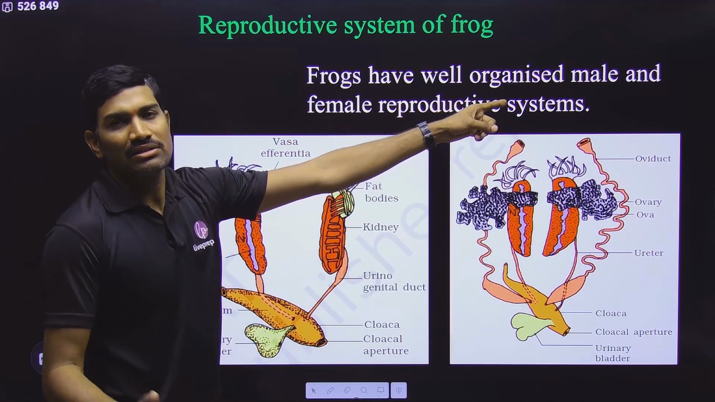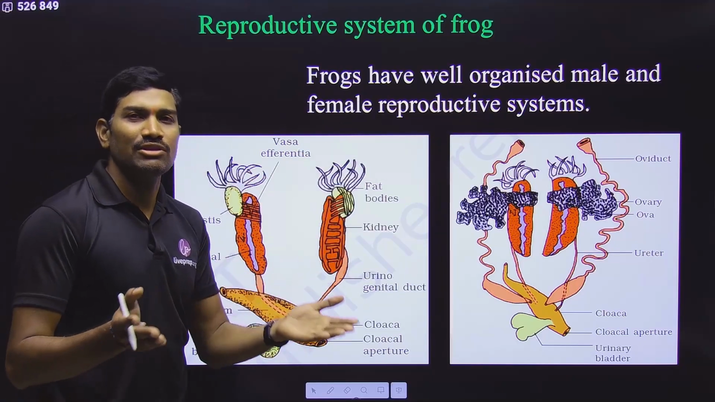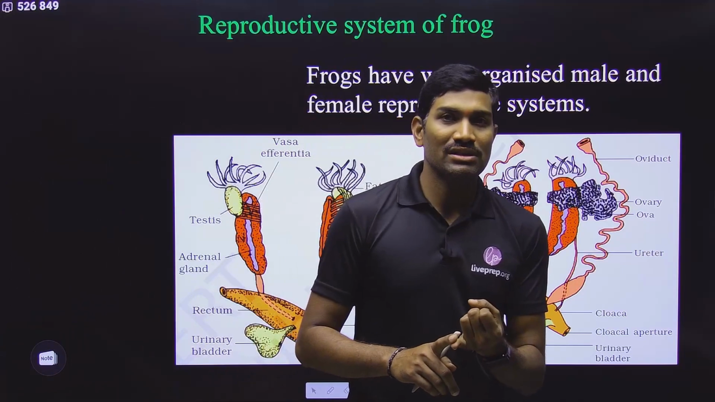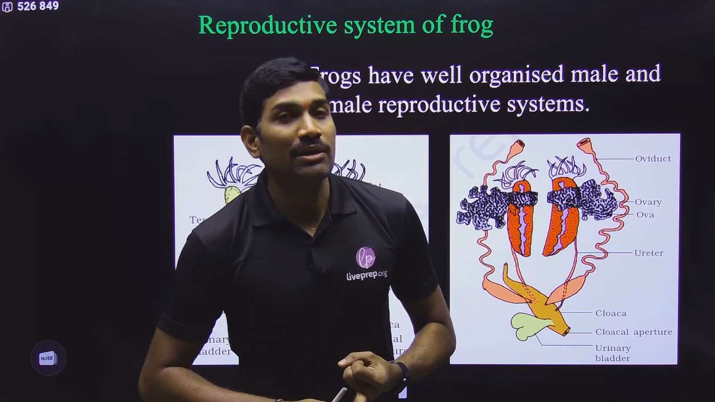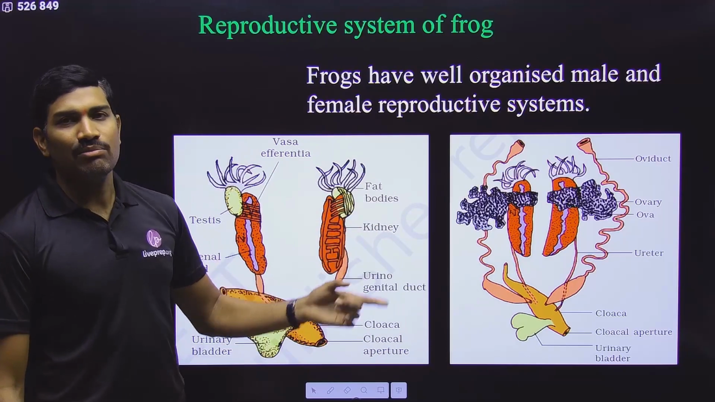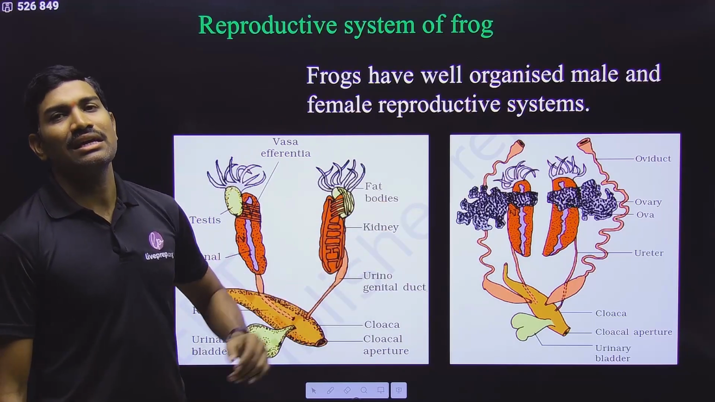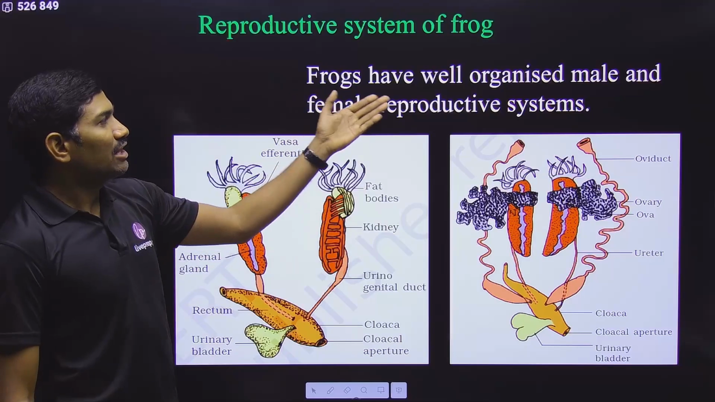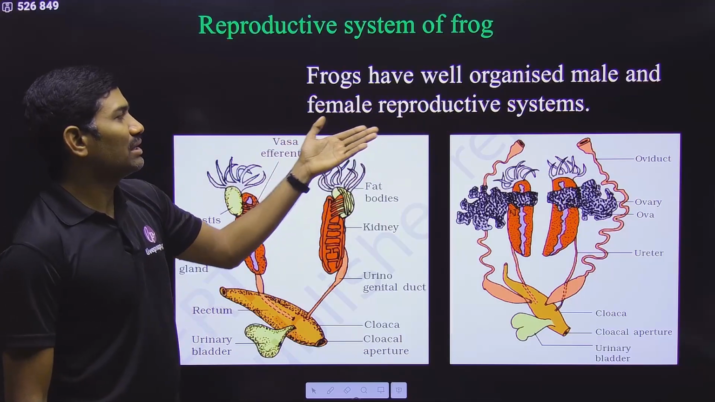Sexual dimorphism is there, male and female individuals are different. How will we identify the males and females? Males have vocal sacs, and males have a nuptial pad on the first digit of the forelimb. Yes or no? With the help of that we can easily identify that they are the males, and females do not have these two. Clear? And frogs have well organized male and female reproductive systems.